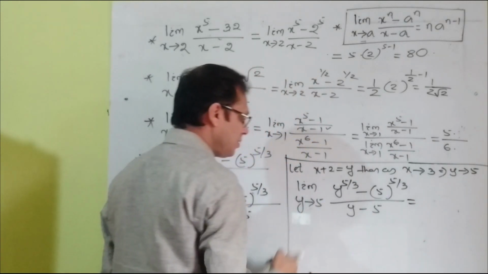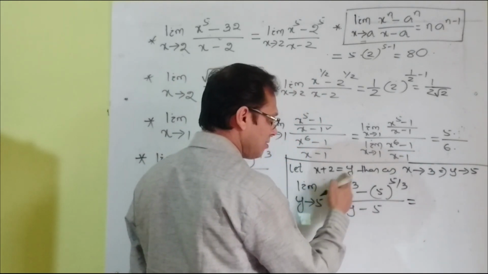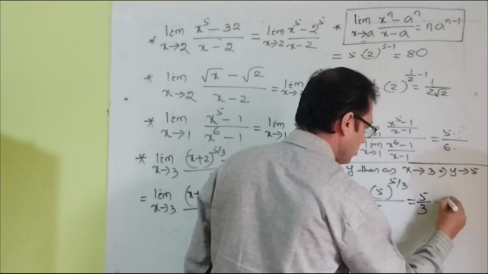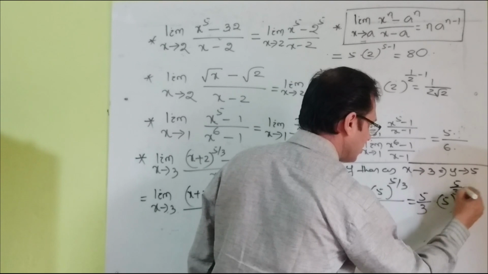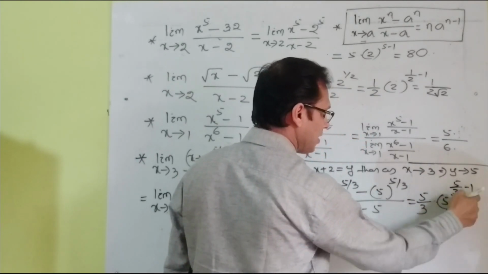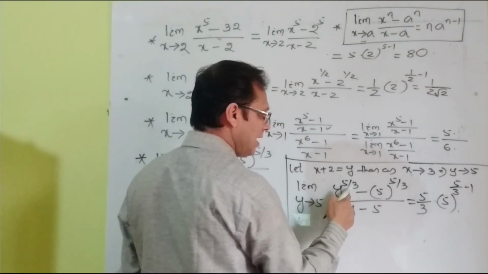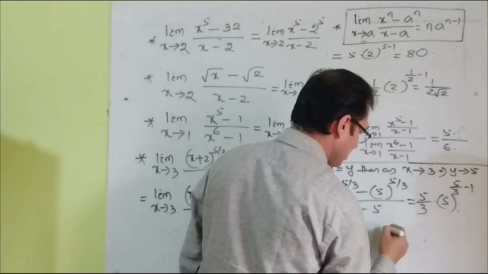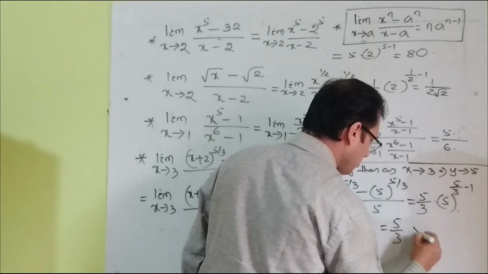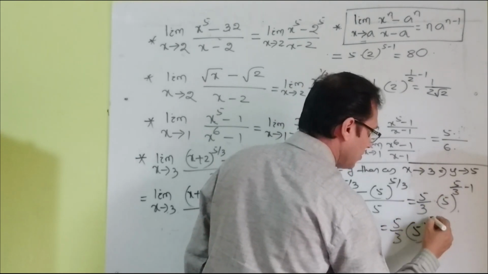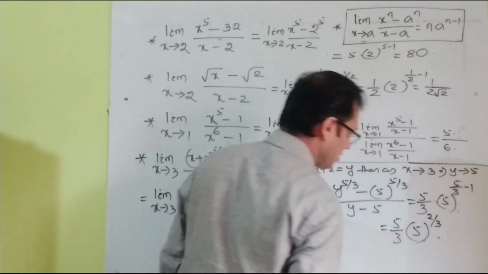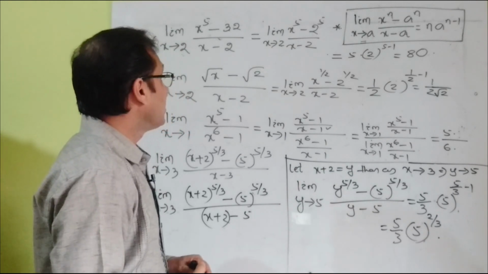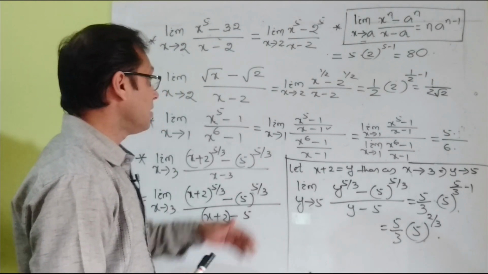So what is a here? n is here 5 by 3, a is here 5. So n into a to the power n minus 1: n is here 5 by 3 and a is here 5, to the power 5 by 3 minus 1. That's your answer, that is 5 by 3, 5 to the power 2 by 3. Okay, that's your answer. So likewise you can evaluate the examples or problems related with the limit.